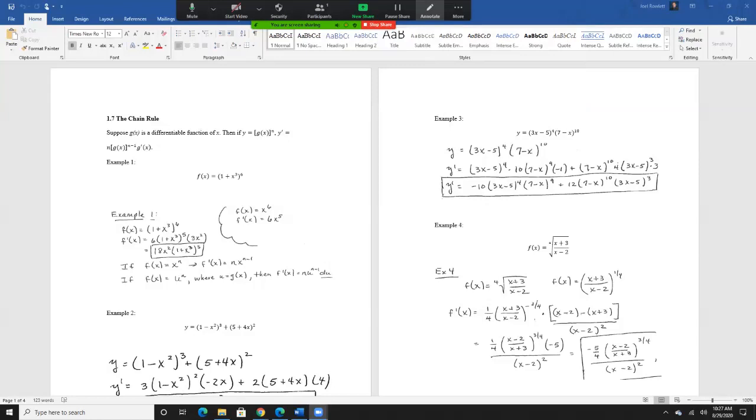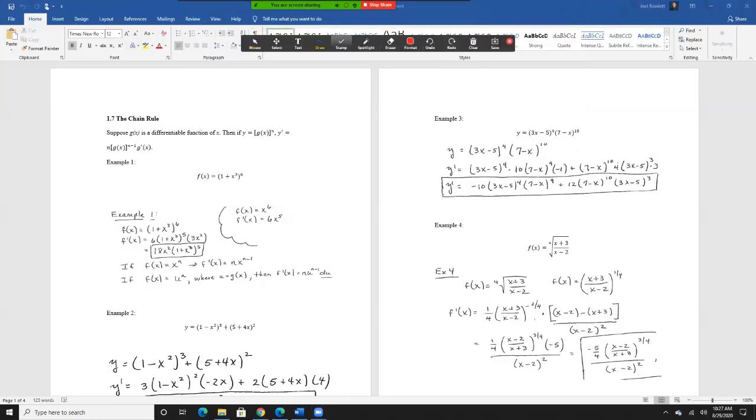So this lesson is the chain rule, and we talked about the chain rule briefly in the last lecture, but this is going to be a much deeper look at the chain rule and the power of it. First, I would like to look at the definition of chain rule.